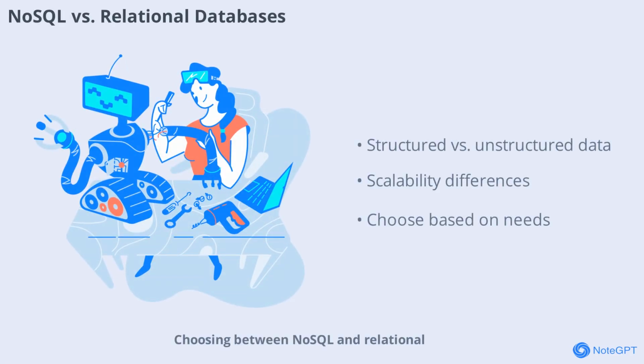Choosing between NoSQL and relational databases depends on your project's requirements. Relational databases excel at structured data and complex queries, while NoSQL systems handle unstructured data and scale easily. Consider factors like data consistency, scalability, and the types of queries you need to run. Both have their strengths and are often used together in modern applications. Next, we'll discuss database migration and how to move data between systems safely.